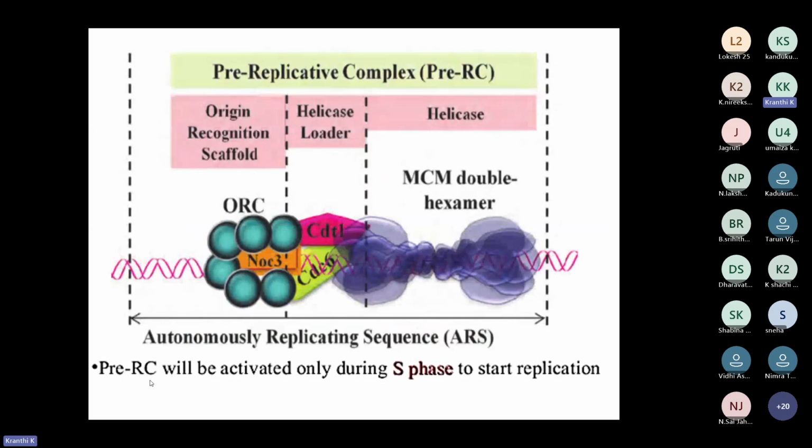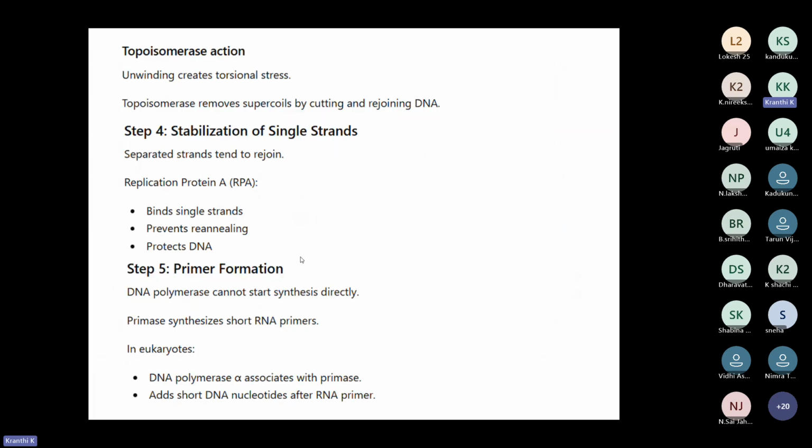So that's why here I wrote that the pre-RC, the pre-replicative complex, will be activated only during the S phase to start the replication. Otherwise, it won't get activated, because only whenever there is a need will it get activated. Then the topoisomerase action, I told you. Unwinding creates torsional stress, so topoisomerase removes the supercoils by cutting and rejoining the DNA.